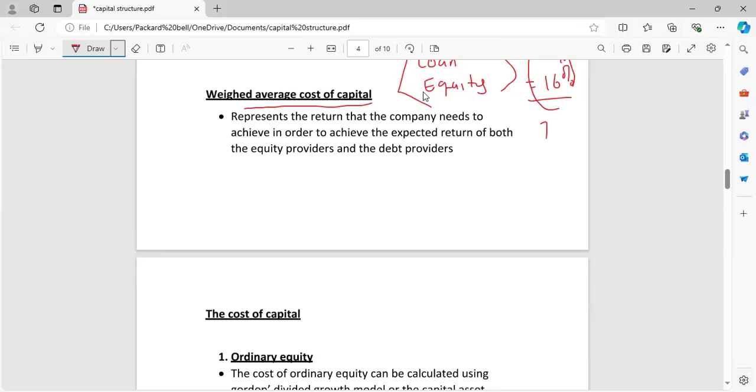Right, so the weighted average cost of capital, just know that you are going to do the average. This is the return that the company needs to achieve in order to meet the expected return of both equity providers and debt providers. We have to achieve this percentage so that we can meet the equity providers and debt providers. So when the question requires you to do the weighted average cost of capital, they want you to come up with one return that the company needs from all these capital structures. That is going to be your weighted average cost of capital.